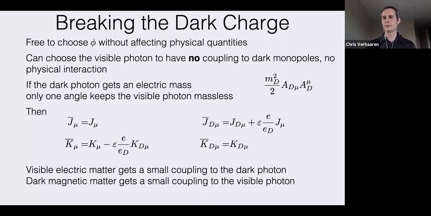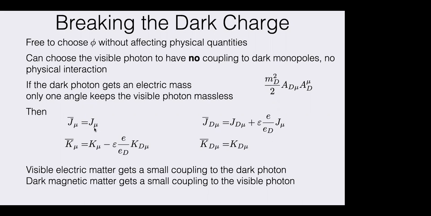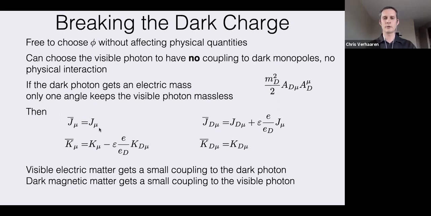That way I can't choose phi independently. There's only one choice of phi, which keeps the visible photon massless. And in that basis, we can then look at what the physical couplings to fields are. So this is what I've written down here. We have the normal story as far as electric currents go, that the visible photon couples just to the visible electric current, and that the dark photon couples to both the dark electric current and has a small epsilon size coupling to the visible electric current. So that is, the visible electric matter gets a small coupling to the dark photon. That's the normal familiar story with these massive dark photon models.